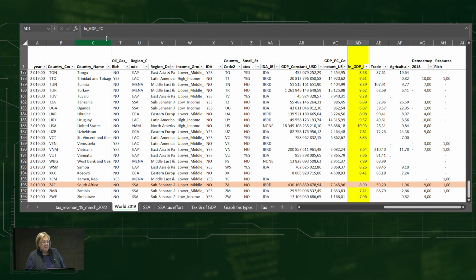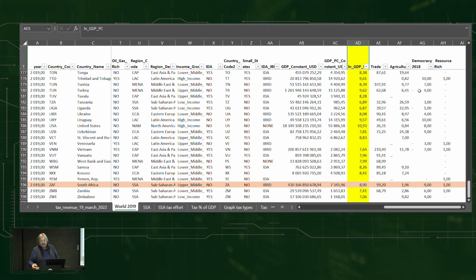And then we're also going to use the LN of GDP. Remember I showed you on the horizontal axis, we're using the log of GDP, and we use the tax to GDP ratio on the left-hand side. So here you can see the data. And can you see if you move to the right, it actually gives you for Sub-Saharan Africa the trade value, agriculture, democracy, and resource rich. So these are all indexes that have been put together on the data series.